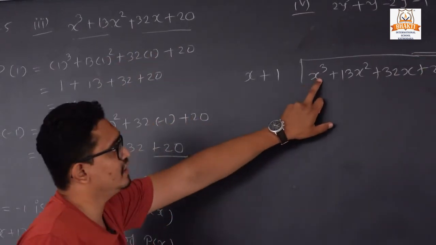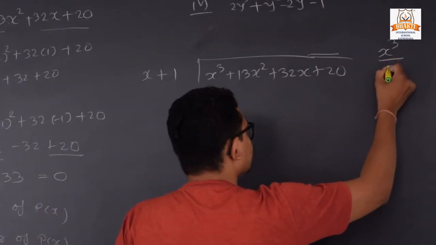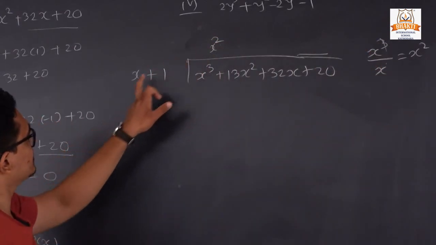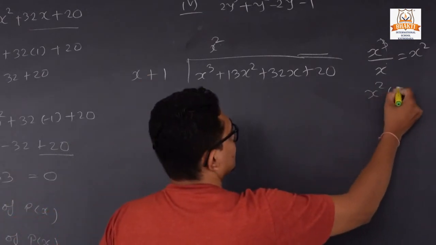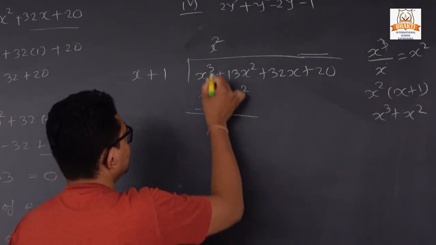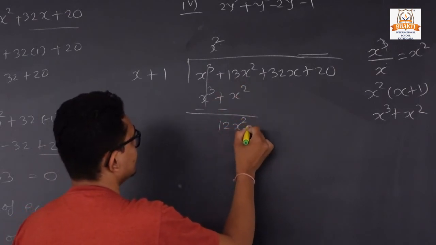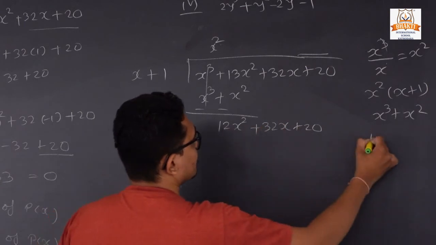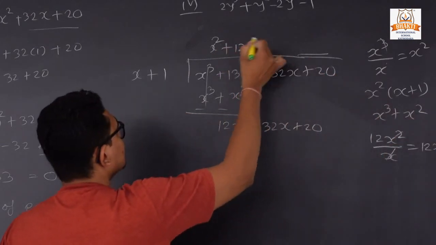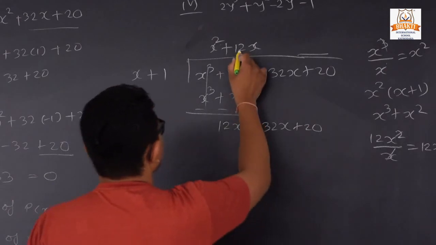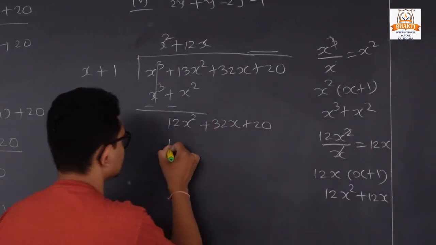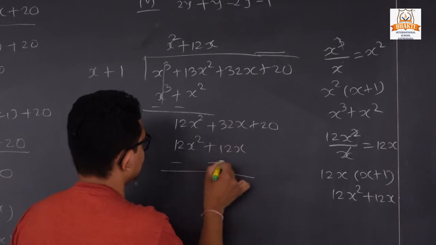Same method. First of all, this term is divided by the divisor. So here we have x square, because x cube divided by x gives x square. Now x square is multiplied with both terms. So x cube plus x square, x cube plus x square. These both cancel, so it is 12x square. Now 12x square once again divided by x gives 12x. Now 12x is multiplied with both, so 12x square plus 12x.